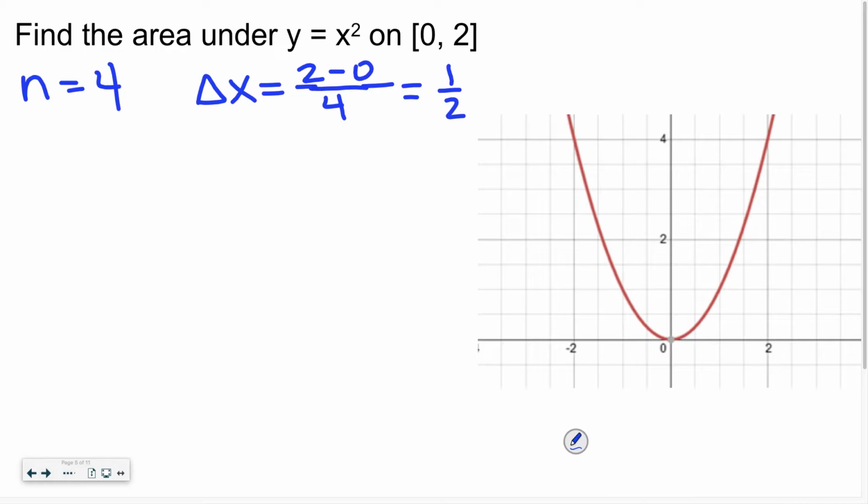So, go back to your picture. We need to draw rectangles that are a half of a unit in width, which means from 0 to 1/2, I'm going to have a rectangle. From 1/2 to 1, etc., etc. Now, if we are using the left side of the interval, or the subinterval, to make our rectangles, then this would have no height, because the left side is at 0. All right? Now, from 1/2 to 1, we would come up and put the left side of the rectangle on the curve.